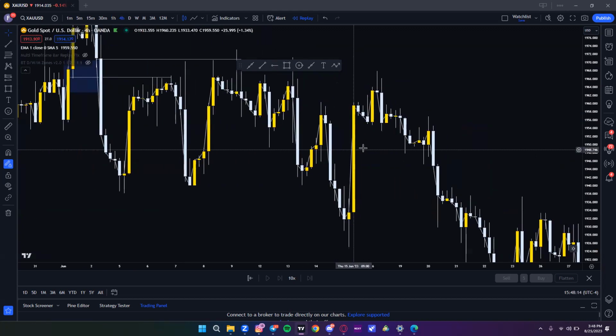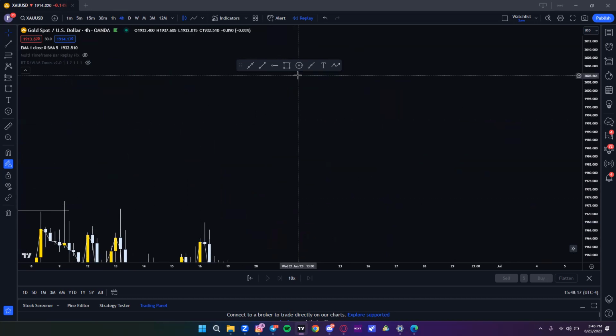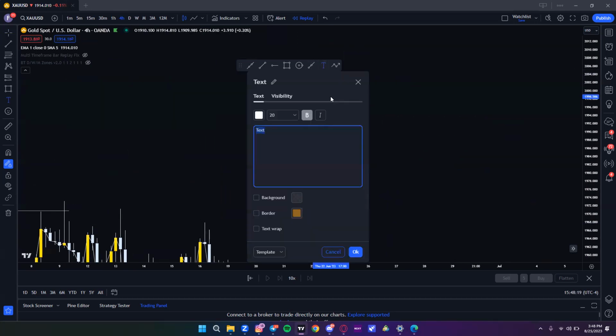So let's write it down. There's going to be a session on multi-time frame. There's going to be a session on time and closure. There's going to be a session on putting everything together.